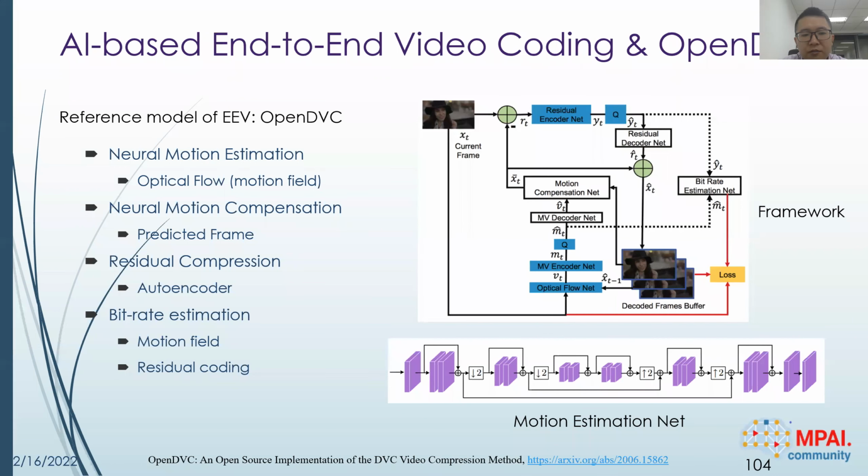The second part is the residue. As we have talked about before, the residue carries some high frequency information that needs to be transmitted to recover the original frame that was not captured by the motion compensation prediction.